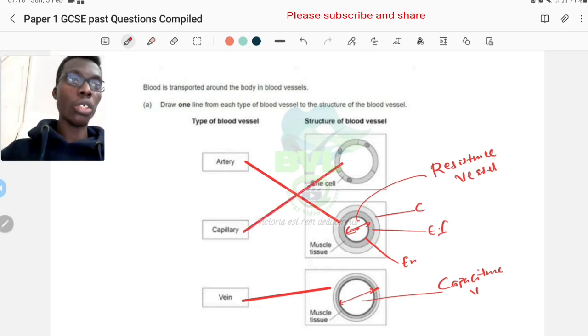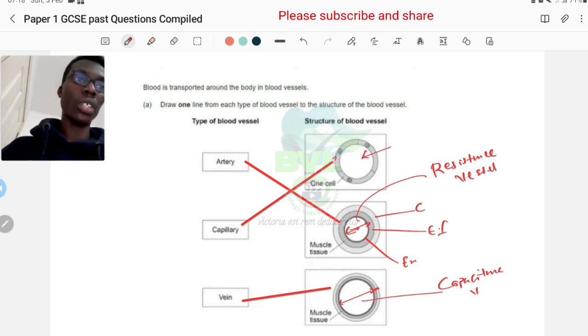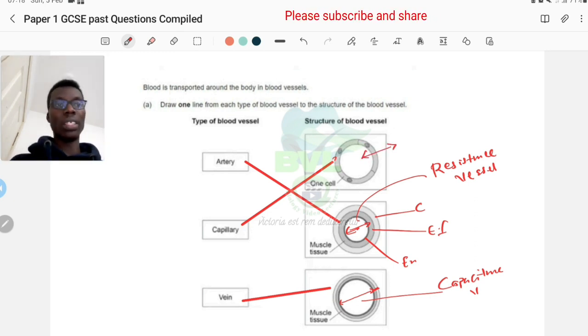Then apparently this is going to be capillary. Why? Because it is just one cell thick. So because it is one cell thick, it allows diffusion of substances in and out of itself. All right.